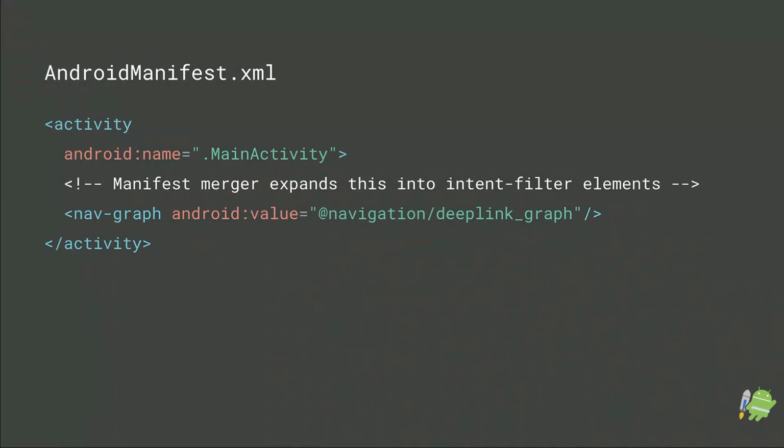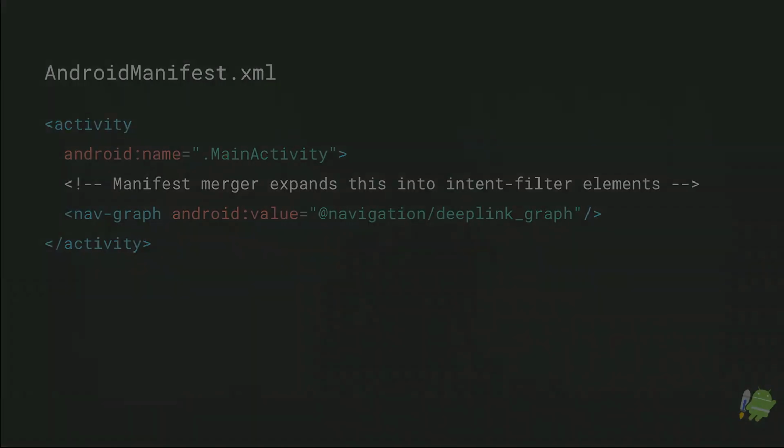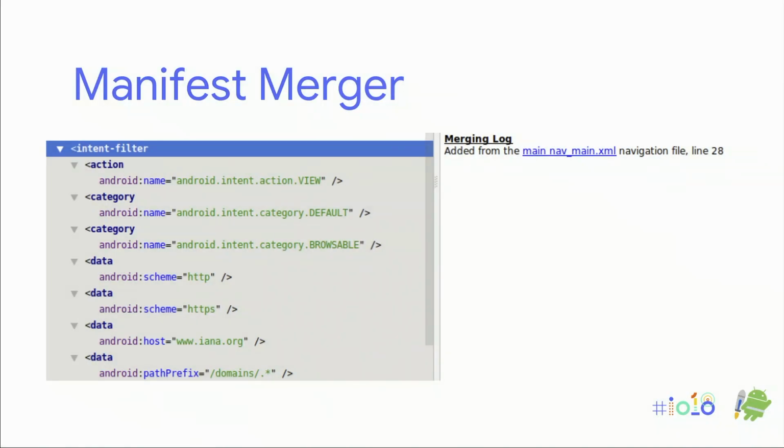Now, the best part is we've kind of worked across the tool space. So besides just the navigation editor, we've also worked with the manifest merger team. So you can add just a single nav graph element to an activity in your manifest, pointing to your graph. And all of the deep links in that graph will then get expanded out to be the correct intent filter. We'll build all those for you. And if you go to the manifest merger view in Android Studio, you actually see the exact line from your navigation file that generated that intent filter.